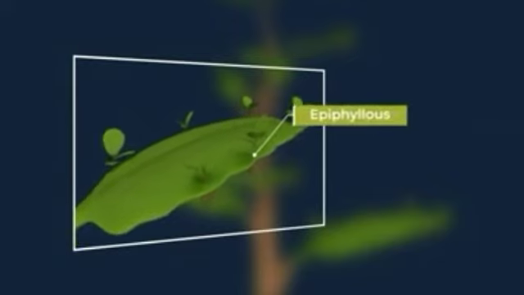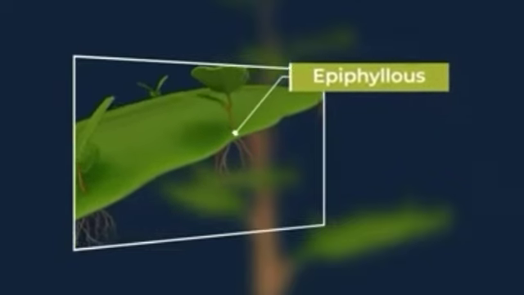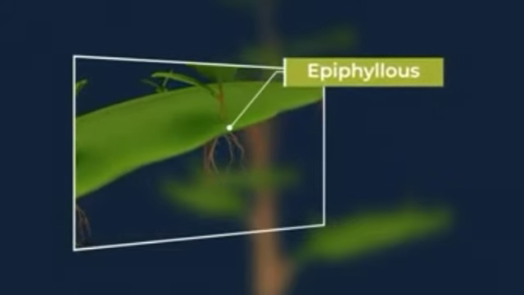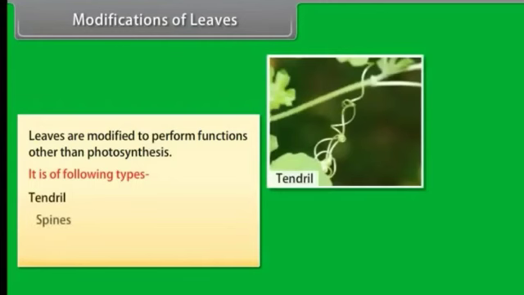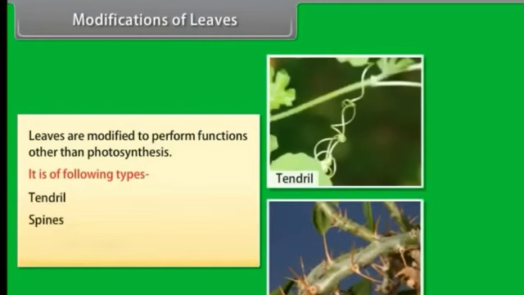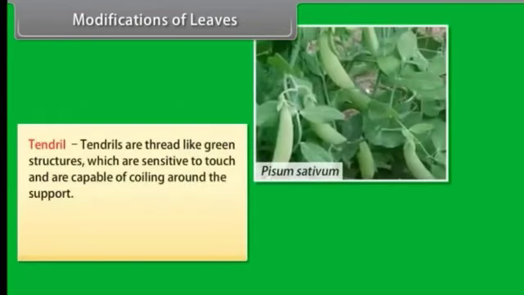Now coming to the other modifications of the leaf, for example Bryophyllum and Begonia. In Bryophyllum and Begonia, we see some epiphyllous buds growing on the surface of the leaves. They generally fall down, and when they fall down, they can grow into new plants. There are also other modifications of the leaves like leaf tendrils, spines and scaly leaves.